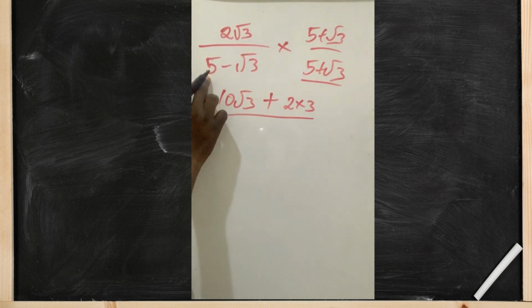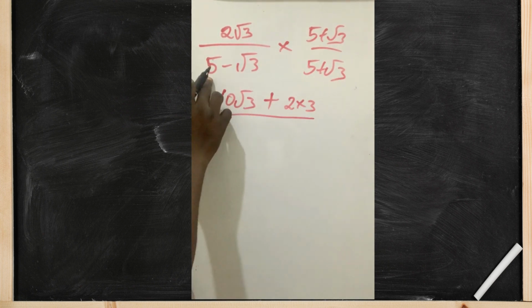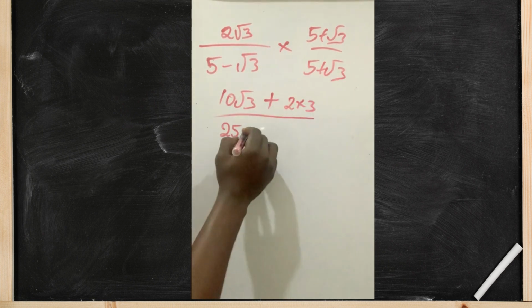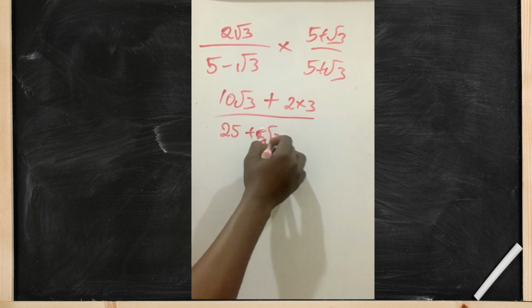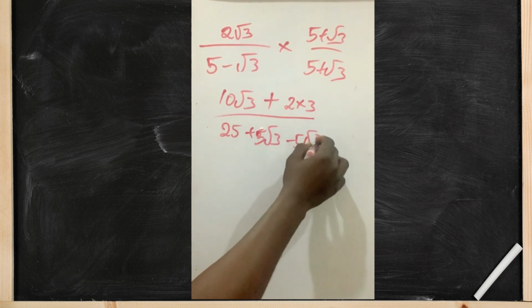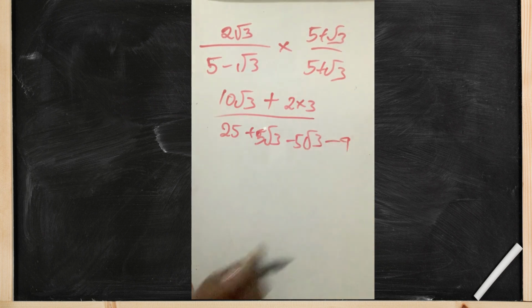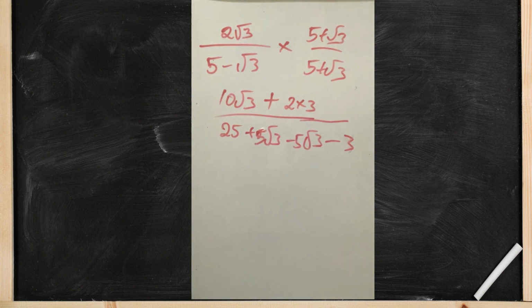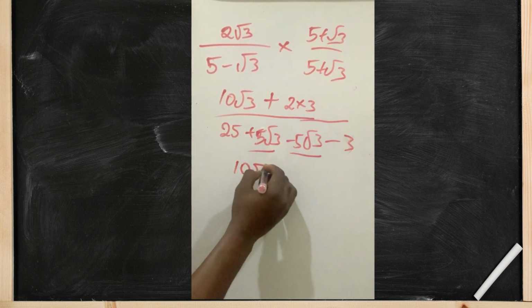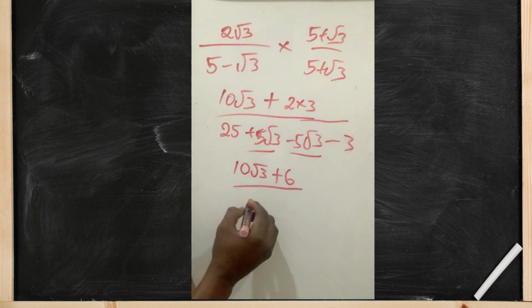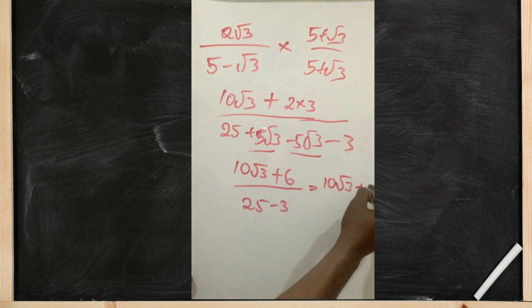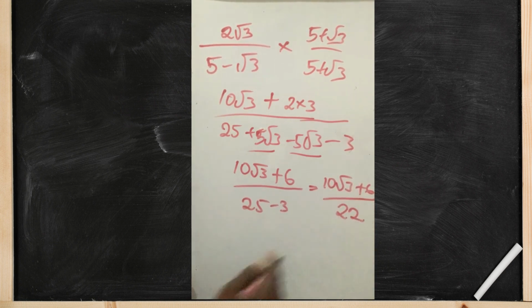However, let's go simpler, for those that have not watched the previous video. 5 times 5 is 25. 5 times this plus 5 root 3. This times this minus 5 root 3. And this times this gives minus 9. Minus 3 rather. This eliminates each other out. Then we are going to be having 10 root 3 plus 6 divided by 25 minus 3. That's 10 root 3 plus 6 divided by 22.